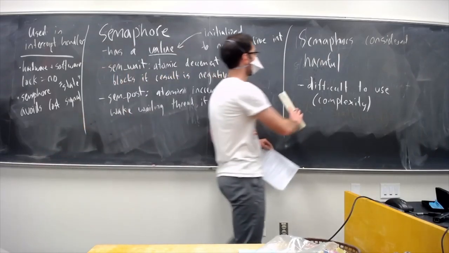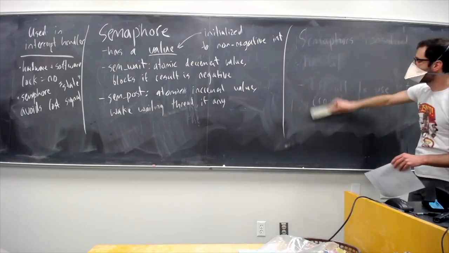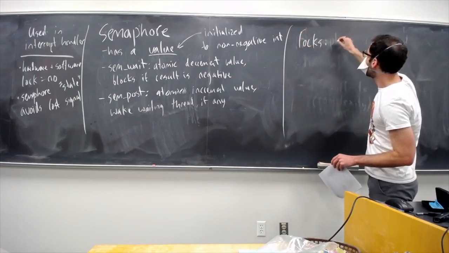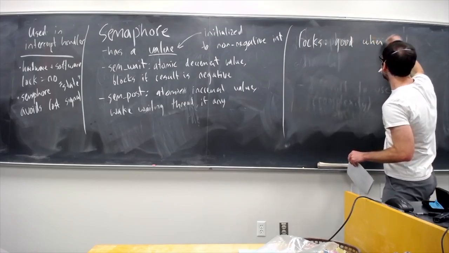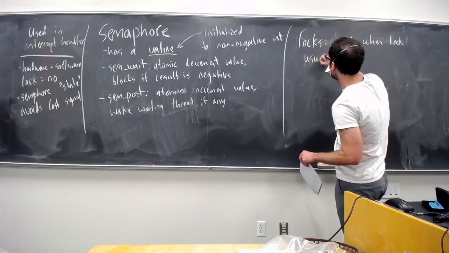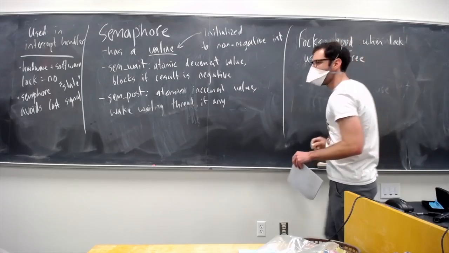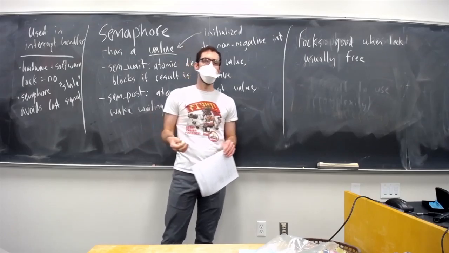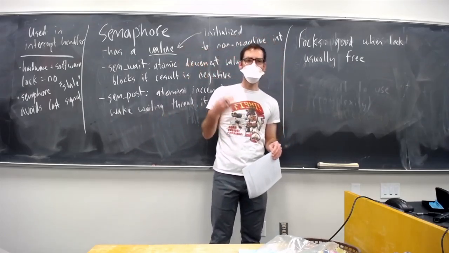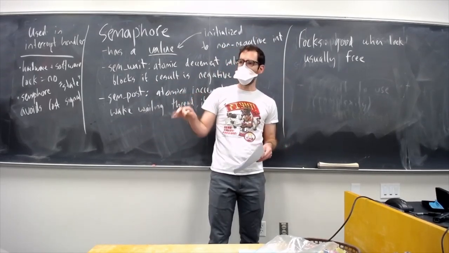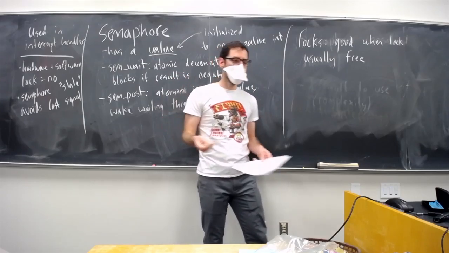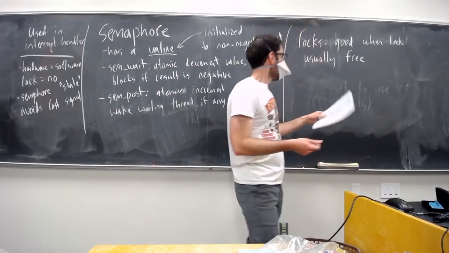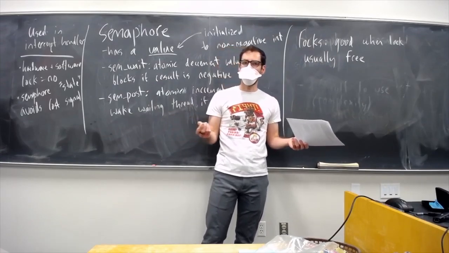So when we've been talking about locks, they're really helpful when the lock is usually free, meaning that most of the time we try to acquire the lock, we can get it. Sometimes there's someone else who has it, so we might have to wait for a bit. But typically, there's not a lot of time spent waiting for the lock to be acquired. And so if this is the case, our standard mutual exclusion lock works just fine.